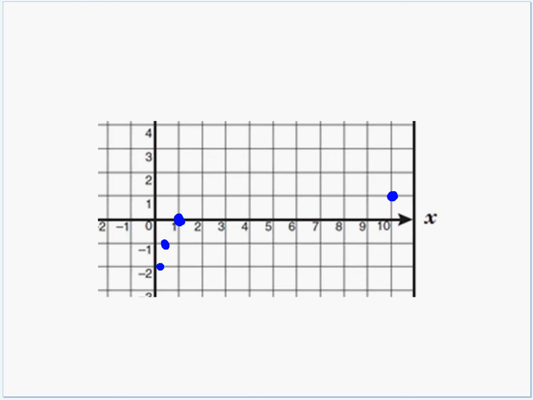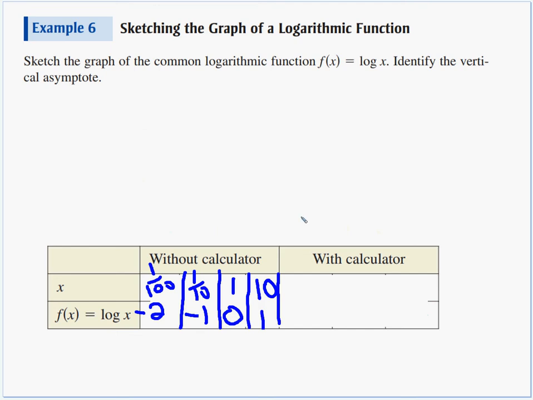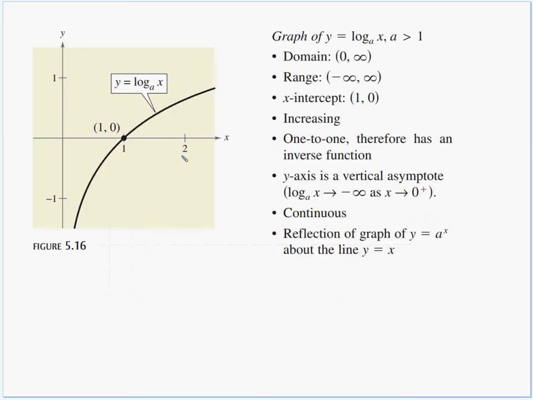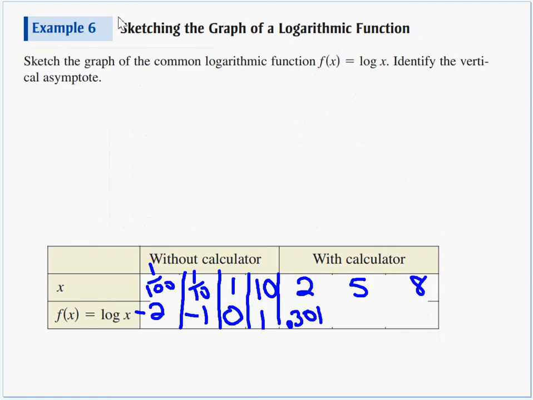So we could always fall back and use a calculator. Like, let's find 2, 5, and 8. If we go to our calculator with the common log and type in 2 and hit the log key, you're going to get 0.301. So 2 comma about a third. Over 2, up a third, that's less than a half, so maybe right there. Oops, wrong way. Let's try again.